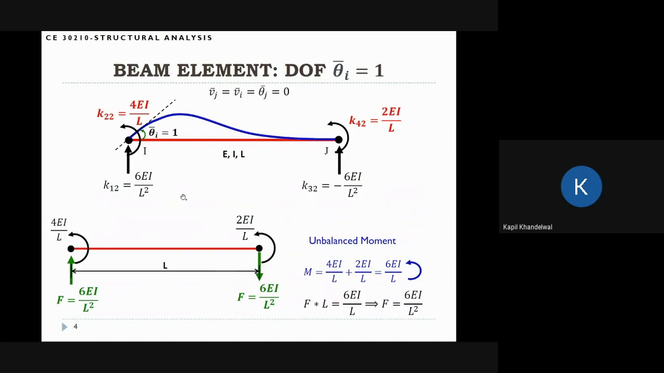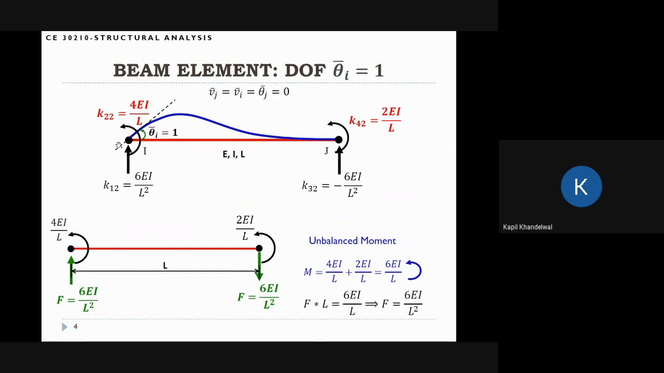So now we look into the second column. In the second column, we have to take theta i, the second degree of freedom, and move it by 1 unit. So this is theta i, and it's a rotation. So we are rotating the beam by 1 unit. You can think that we are rotating the section by 1 unit at the i end.